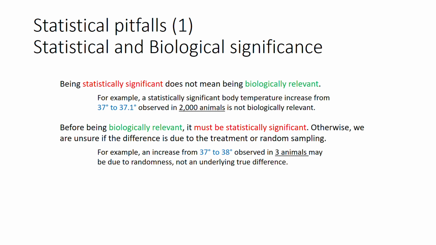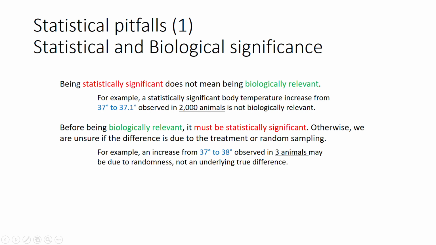Being statistically significant, so let's say that you have a statistically significant result, does not mean that it is biologically relevant. So for instance, if you find a body temperature increase from 37 to 37.1 in 2000 animals, because you have so many animals, you have a lot of power to say these two numbers are different. They may be different, but it is not biologically relevant. There is no biologically relevant difference between these two groups, even if it is statistically significant.